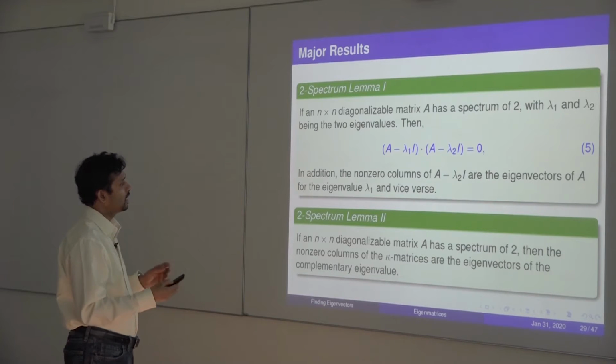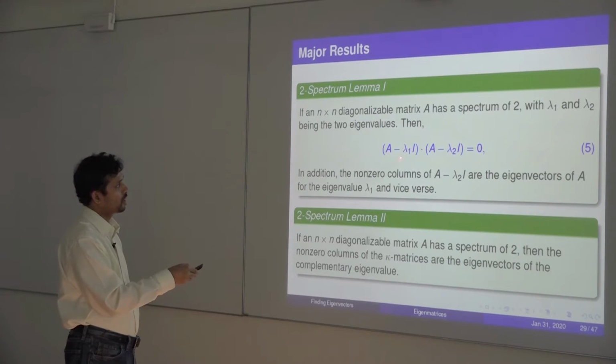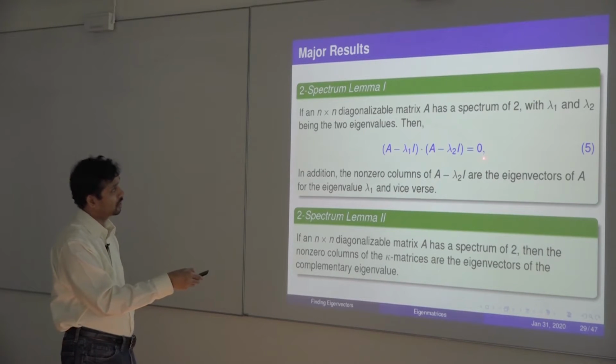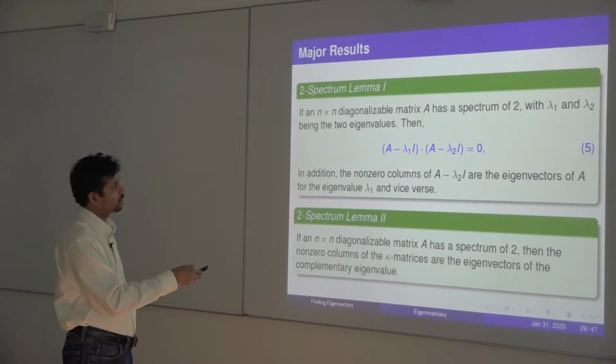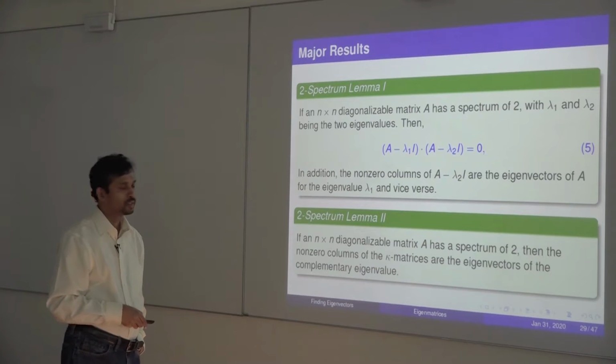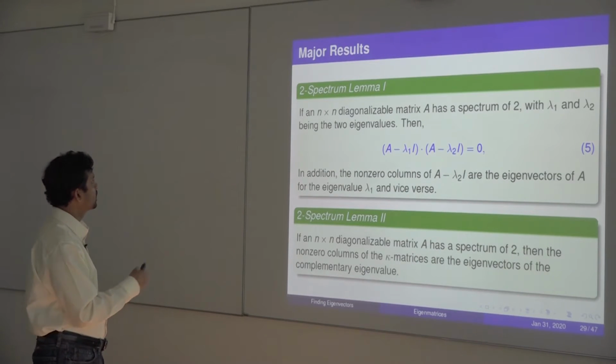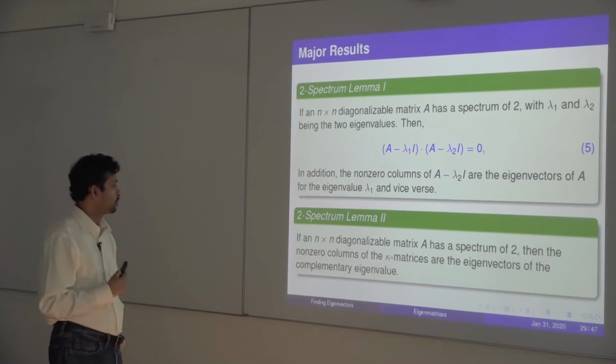And then to see the other way around, switch the two. You can put lambda 2 here, lambda 1 there, and when you multiply the vectors of this one with that, you still get 0. That means the non-zero columns of that are eigenvectors of lambda 2. So that was the idea behind it, and that's the major result. We call this the two-spectrum lemma.